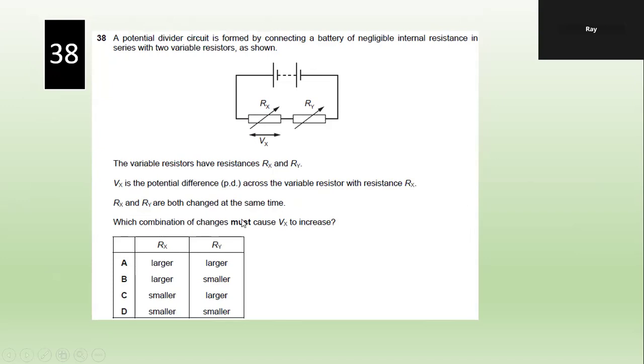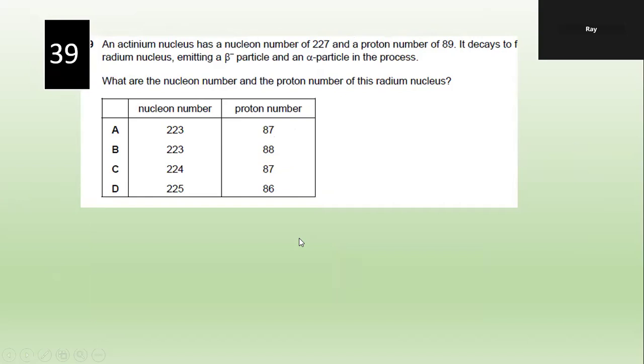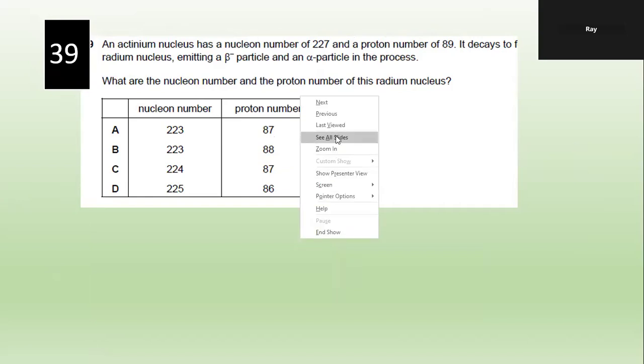Which combination must cause Vx to be increased? You want this one to be large, and this one to be large, increase. So you say Rx large. Okay, good. Rx must be large, Ry must be small or smaller.